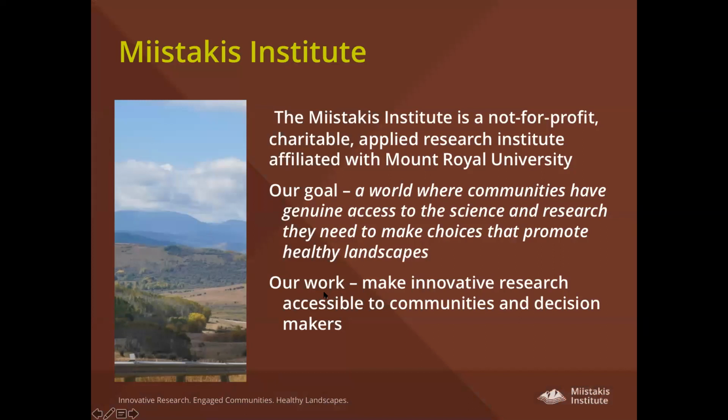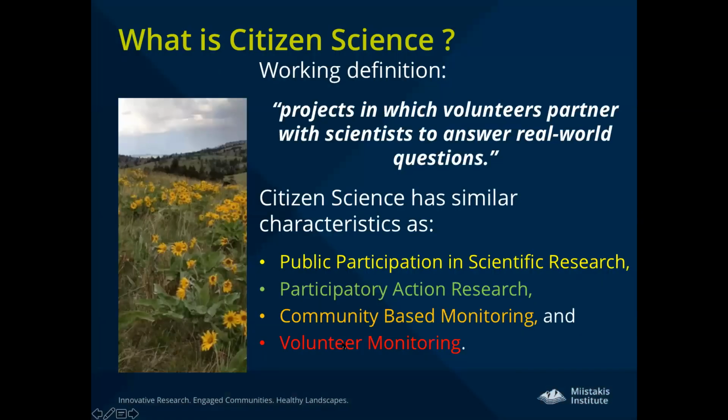I'll start off, for those of you who don't know the Miistakis Institute. We're a not-for-profit, charitable, applied research institution, and we have a formal affiliation with Mount Royal University. All of our research at Miistakis is really about getting information into the hands of decision makers so they can use it in support of conservation and healthy landscapes. And so today I'm going to be talking to you about citizen science.